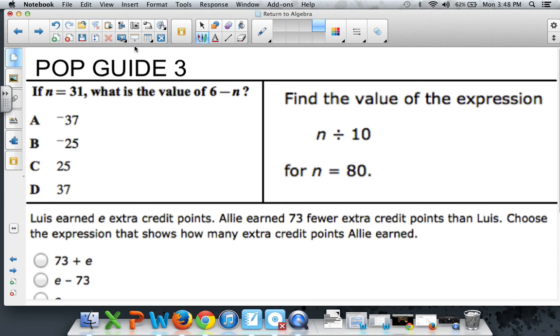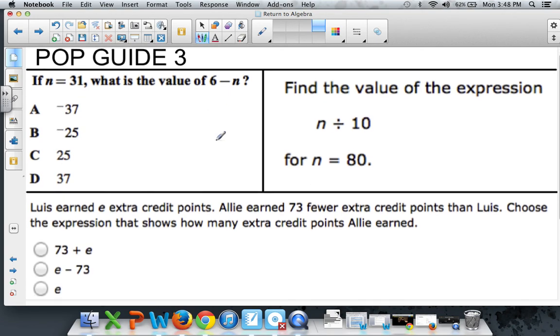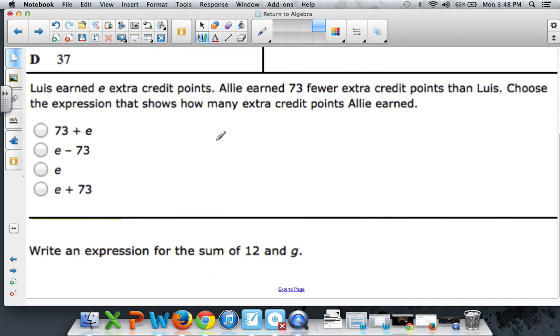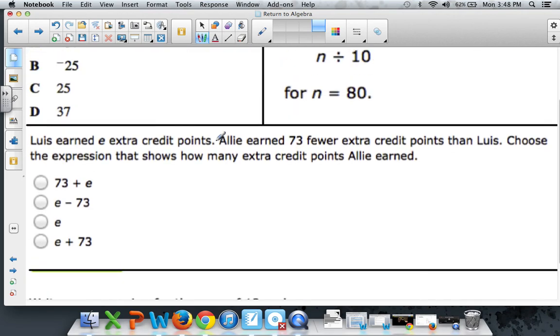Let's take a look at your pop guide. N equals 31. What is it? Same kind of stuff we've been doing. Just got to do it on your own now. If you want to get an early start before class, that's fine with me. If you fall behind in class and need to look at this later, that's fine with me too.